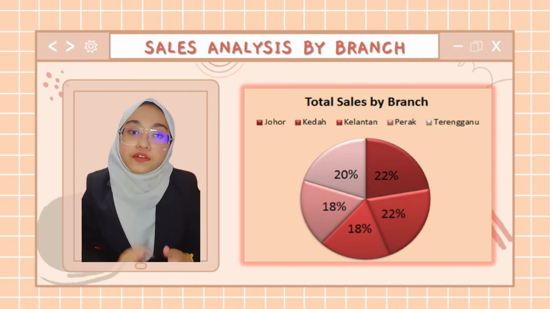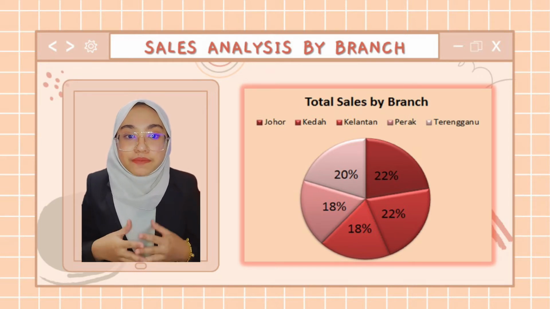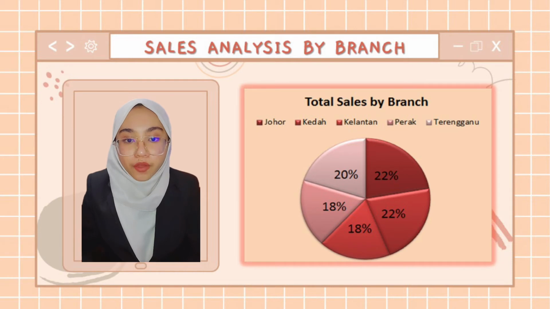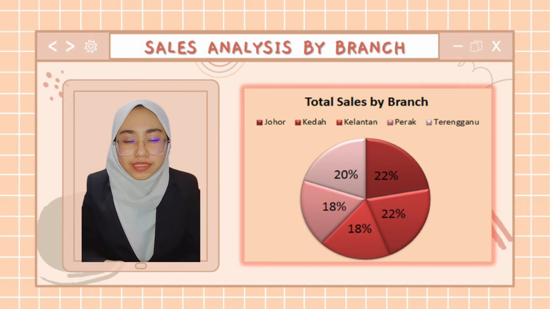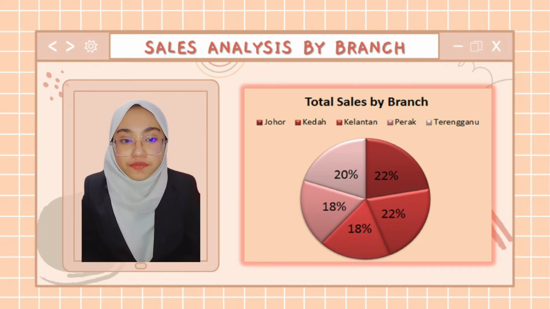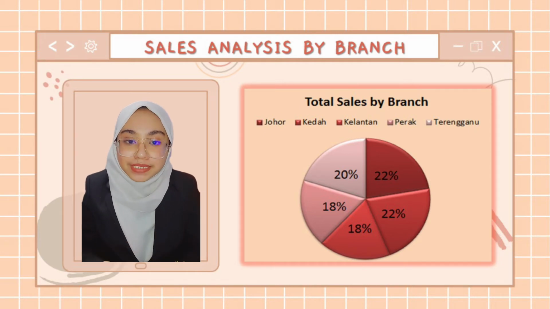Next, I'm AFIFAH and I will continue with the sales analysis part, which is the sales analysis by the branch that we made in our PBR report. So, the overall total sales for 2021 is 12,265 ringgit Malaysia. From the pie chart, we can see that the highest sales was obtained by the branch in Johor Bahru, which is 2,730 ringgit. Followed by, and the lowest sales was obtained by the Kelantan branch, which is 2,205 ringgit Malaysia.